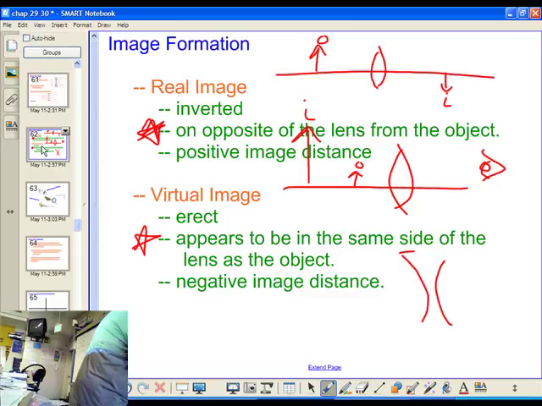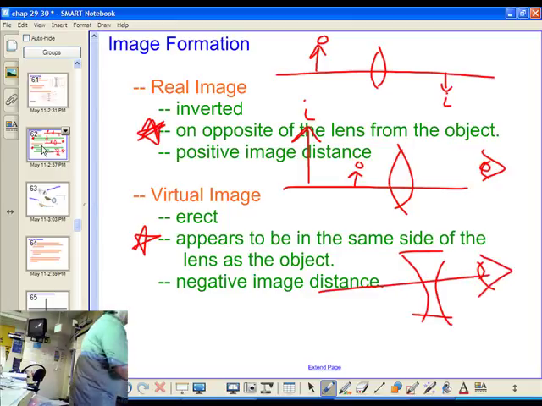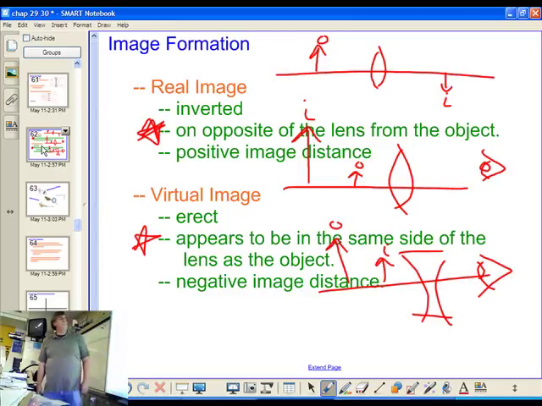If I'm looking from that side, there's my object and image, like that. And notice that our converging lens, just like our converging mirror, makes the image bigger. Our diverging lens, like our diverging mirror, is going to make the image smaller. We have the same kind of things going on. Anyone need more time?